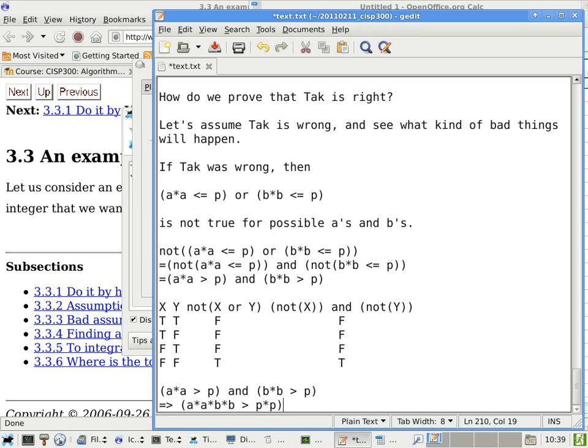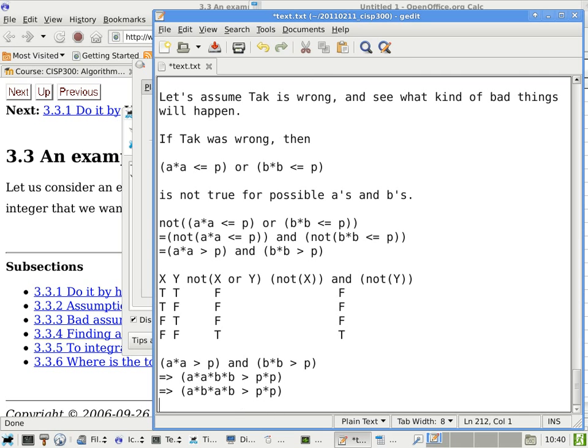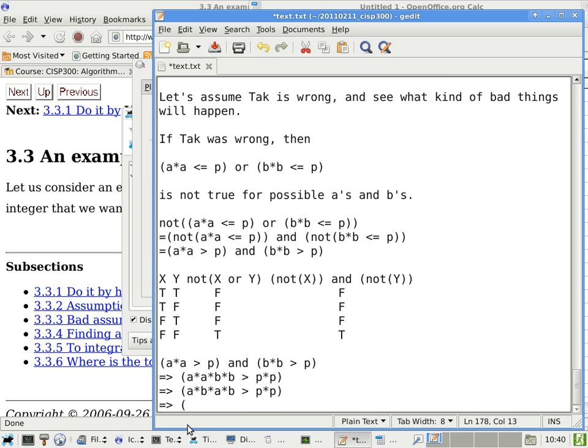Right? Okay. Now, this also implies, because I know multiplication is commutative, you can change the order of multiplication and get the same result. So this can be rewritten as A times B times A times B is greater than P times P, right? But by definition, what is A times B? P. Let's go back. By definition, P is A times B. Yes. Okay, is that so bad?